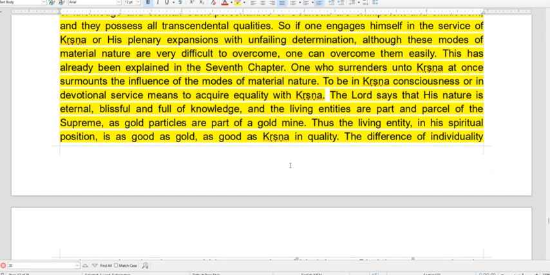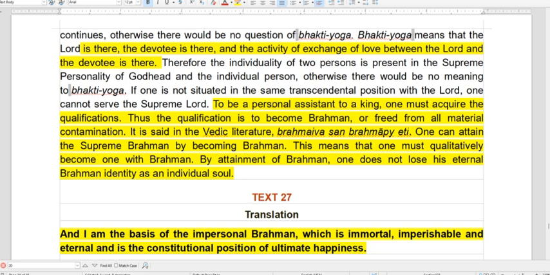So one example Prabhupada gives here is, to be a personal assistant to the king, one must acquire the qualification. Okay. The example is given of the personal assistant and the king. Now, the personal assistant, how does he live when he is with the king? Can anyone tell? The king has a few personal assistants. Ministers, prime minister. Yeah, yeah. How do they live when they are there with the king?